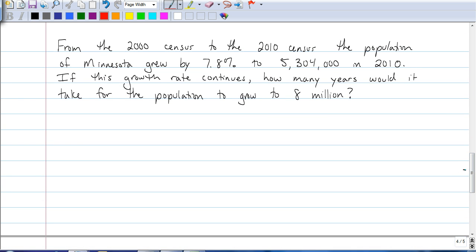Look at this last one. This is real data. I got this off of the Census Bureau's website. In Minnesota, from the 2000 census, because they take a census every 10 years to track population growth, so from the year 2000 census to the 2010 census, the population of Minnesota grew by 7.8% to 5,304,000 people. If this growth rate continues, how many years would it take for the population to grow to 8 million?